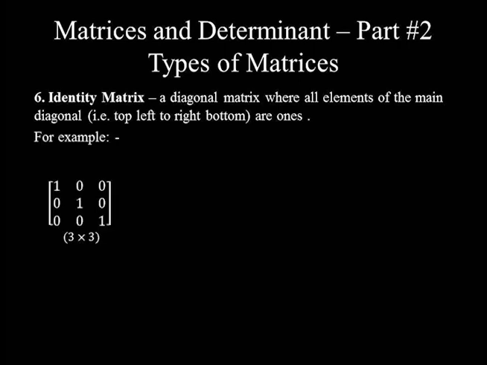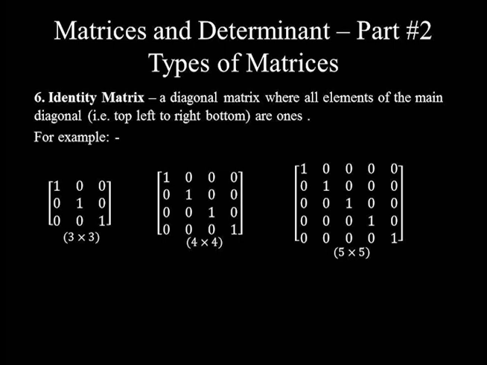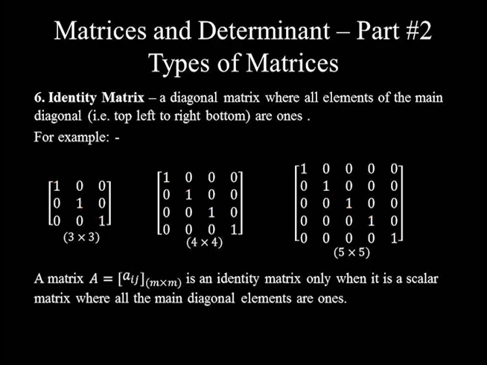These 3 by 3, 4 by 4 and 5 by 5 matrices are identity matrices because they are square matrices having 1 on their main diagonal and zeros outside the main diagonal. Generally, a matrix A equal to A sub ij is an identity matrix only when it's a scalar matrix where all main diagonal elements are ones.